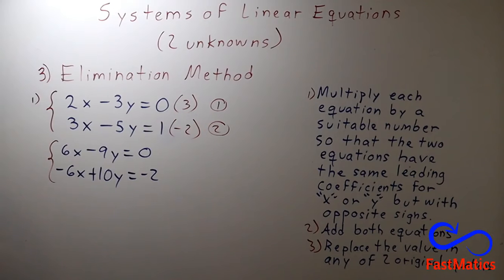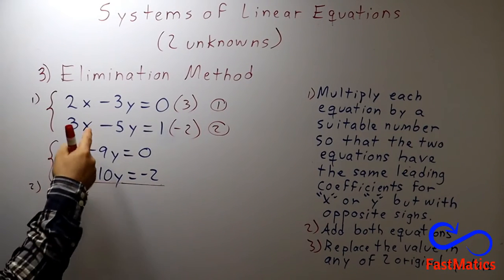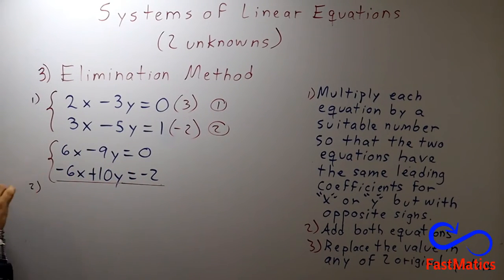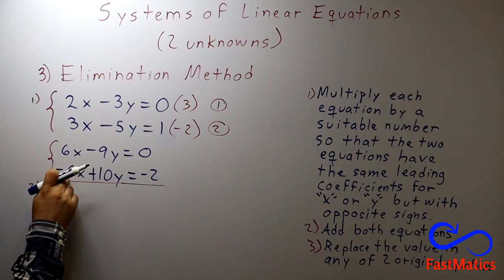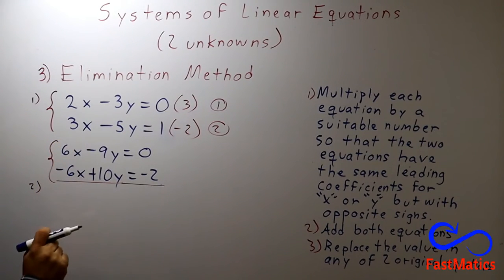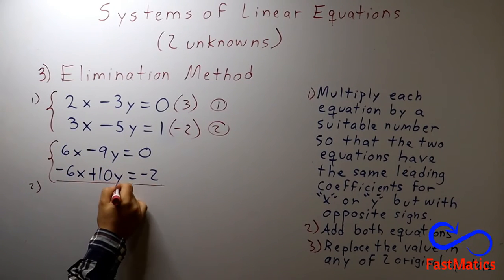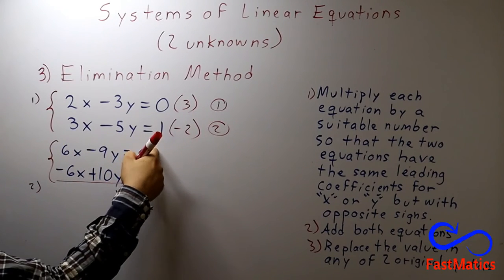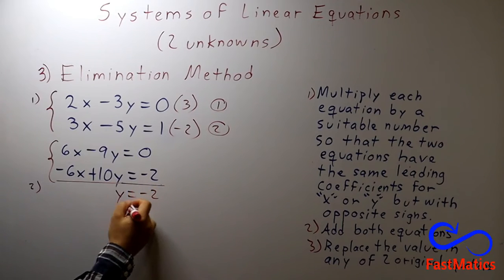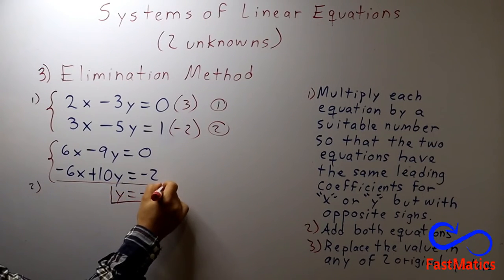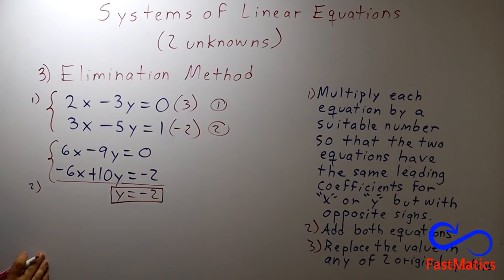And now, step 2, we are going to add both equations. 6 plus -6, goodbye x. -9y plus 10y is y, that will be equal to 0 plus -2, is -2. And I have found the first answer. Y will be equal to -2.